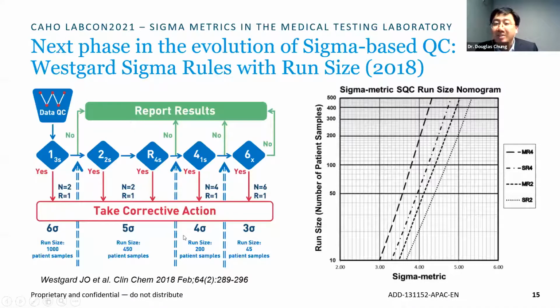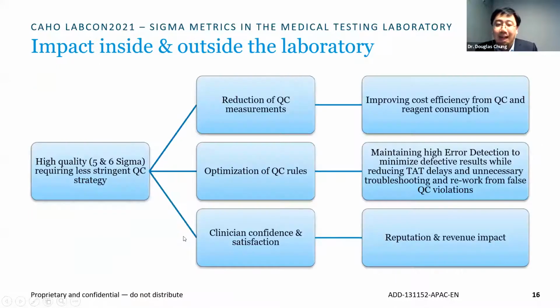So what does that mean? What are the impacts inside and outside the lab? For high quality assays, you can reduce your QC measurements per run, right? That improves your cost efficiency and your reagent consumption. You can use fewer QC rules. That will allow you to maintain high error detection while minimizing all of the turnaround time delays, all of the unnecessary troubleshooting, all the rework from your false QC violations. You can also improve your clinician confidence and satisfaction because you have high quality. And that brings you reputation and revenue impacts.